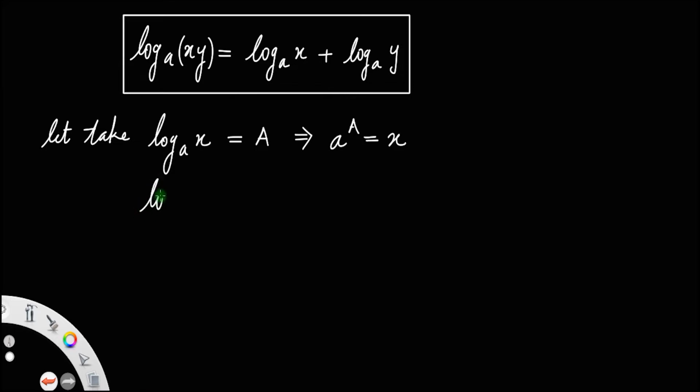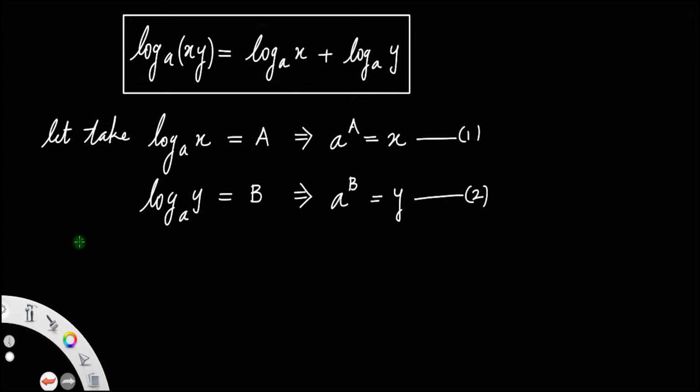Similarly, log y to the base a, let's assume that to be b, implies a raised to b is equal to y. Clear? Now let's call this equation number 1 and this equation number 2. So if you multiply 1 and 2, on the left side it will be a raised to a into a raised to b is equal to x into y.